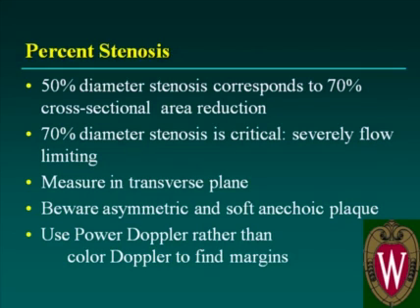To remind you a bit about how these things are typically reported, usually stenoses are reported in terms of a percent diameter stenosis, which is not the same as cross-sectional area reduction, because a 50% diameter stenosis corresponds to about a 70% area reduction. And similarly, a 70% diameter reduction corresponds to critical stenosis or severely flow-limiting lesion.